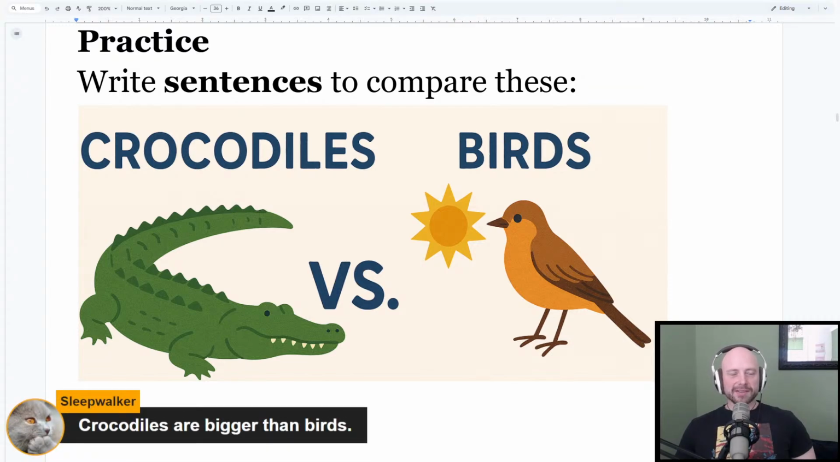Crocodiles are bigger than birds. That's a good one. We have a bigger form there: one syllable plus -er. Big goes to bigger. Crocodiles are more wild than birds.